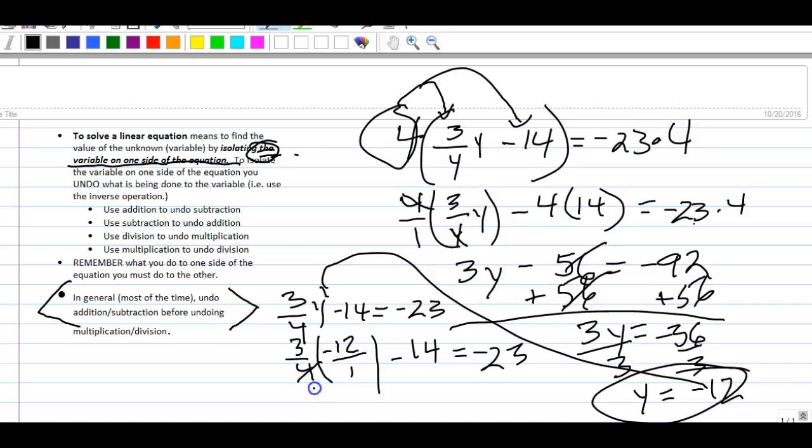4 going to 4 once, 4 going to 12 3 times. So that's 3 times the negative 3, which is negative 9. Subtract 14 should be equal to negative 23. 9 subtract 14 is negative 23, and that's equal to negative 23.